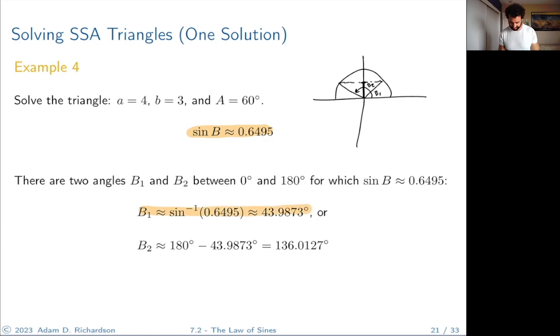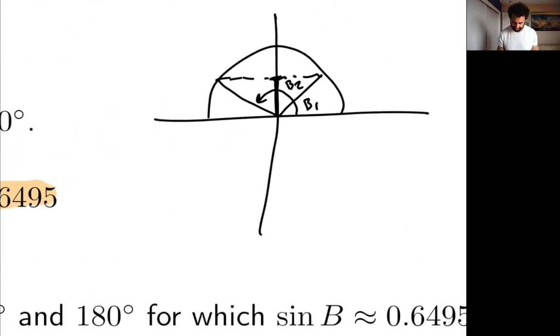It's got to be this. So once again, what I did here was I went to my calculator, I made sure it was in degree mode, and I computed sine inverse of 0.6495, and it gave me this, 43.9873 degrees. So that's one candidate for angle B. Then we have the other one. Actually, no, I'm sorry. This time what I did was I took this result that I got for B1, and I did 180 minus that, right? Because that's what B2 would be, looking at this picture again. B2 would be 180 minus B1.